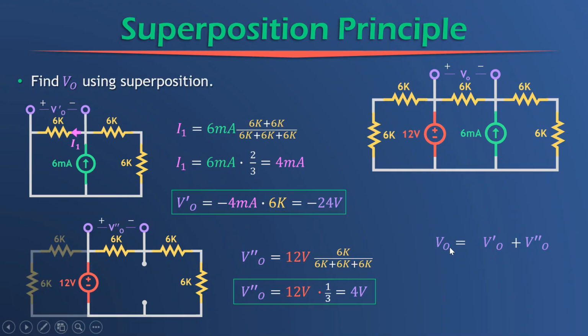Finally, we will then add the values of V0 due to the first source and the second source. So we will have a value of minus 24 volts plus 4 volts to give you a final value of minus 20 volts.